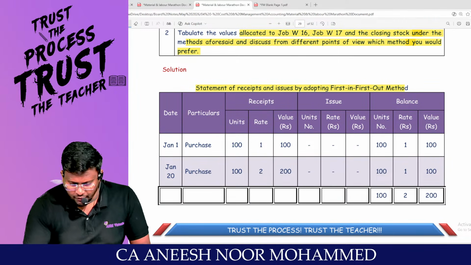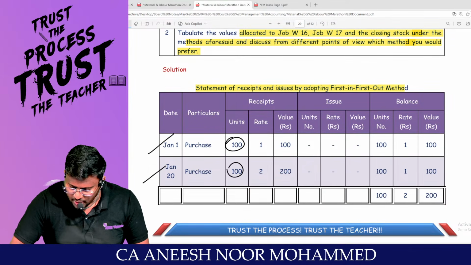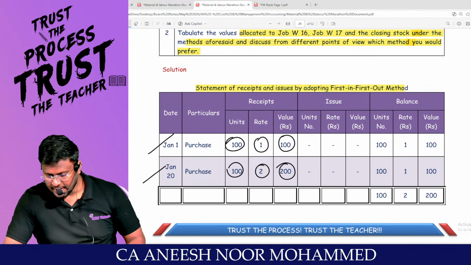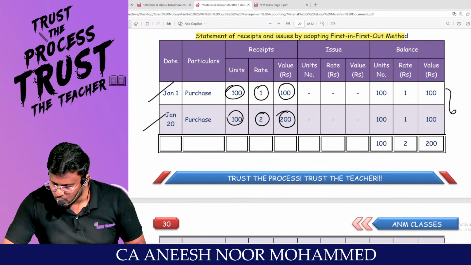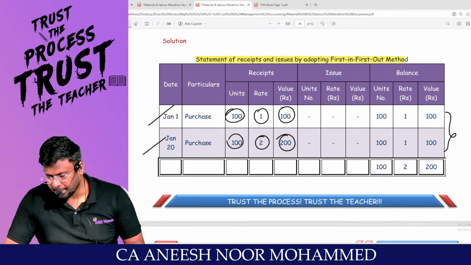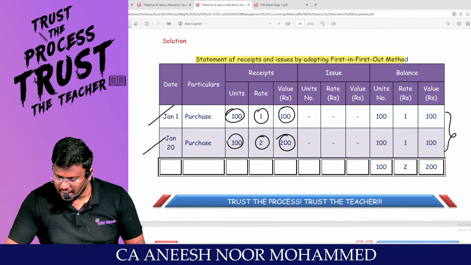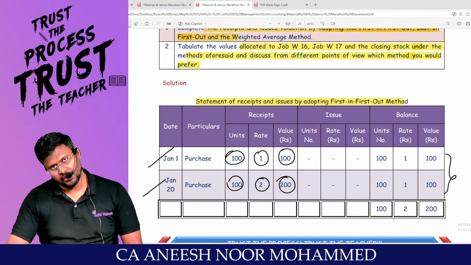Sir, if you are following FIFO, means first in, first out. Two purchases you have made. January 1, 100 units at different rates, 1 rupee and 2 rupees. There is no issue at all, so this will be the balance. Two different lots are there: 100 at the rate of 1 rupee, and 100 at 2. This is the FIFO method.